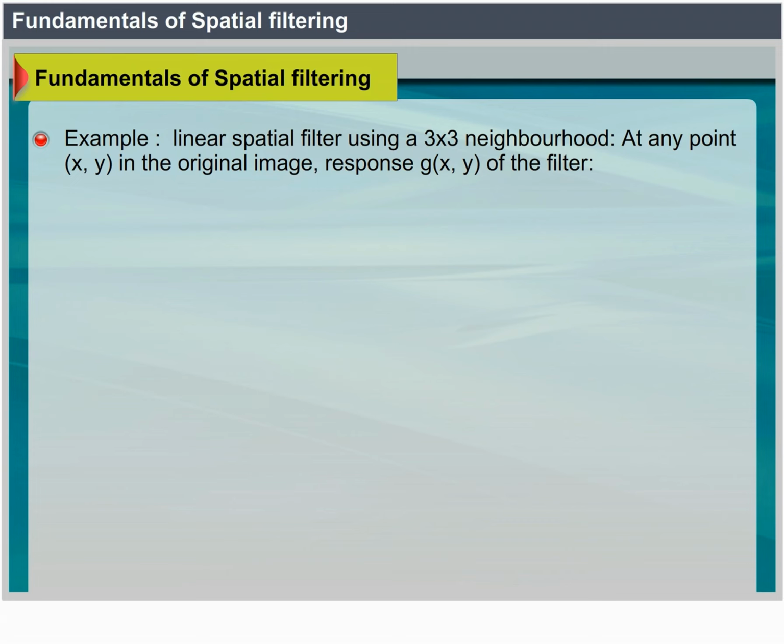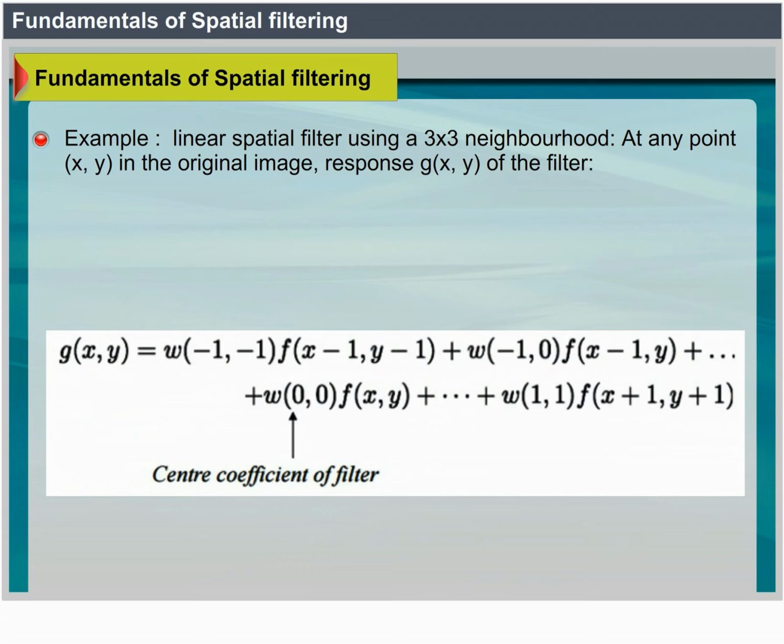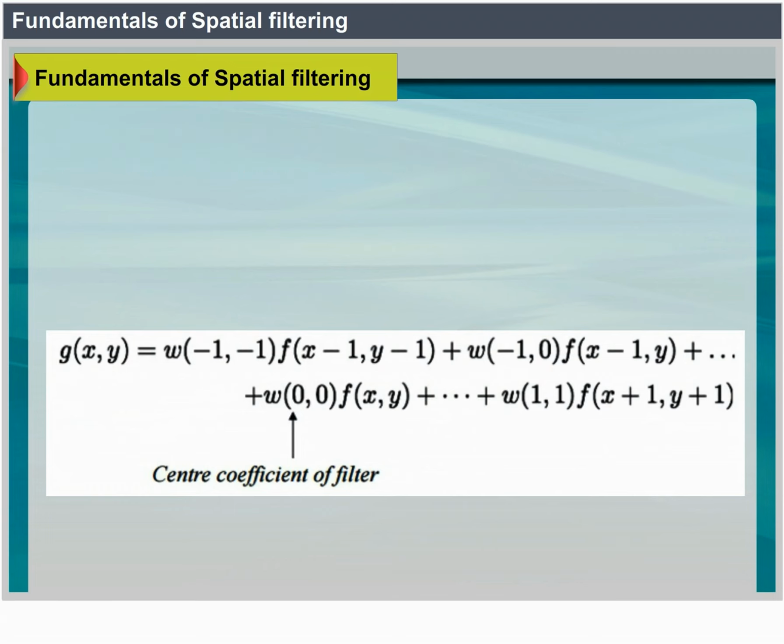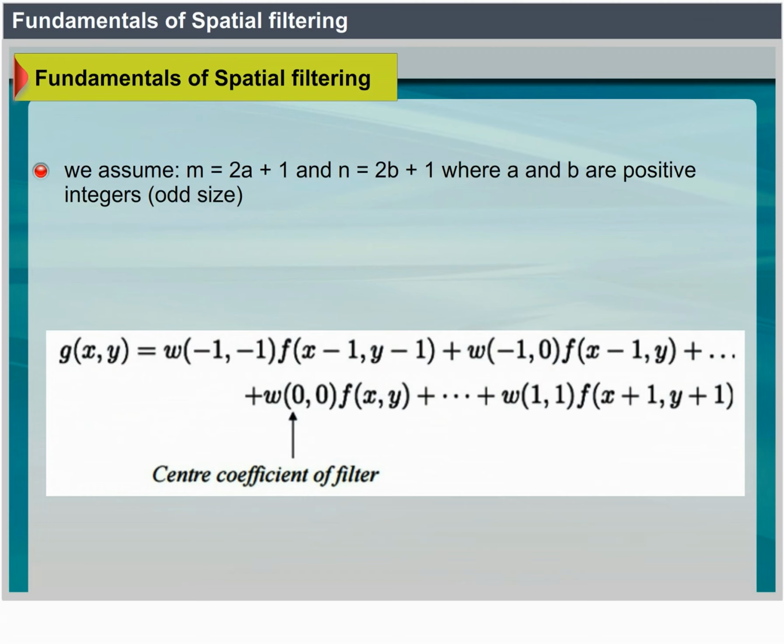The general expression of a linear spatial filtering of an image of size M into N with a filter of size m star n, the equation is shown on figure. Each pixel in w visiting every pixel in f. The mechanics of linear spatial filtering using 3×3 filter masks will be as shown on screen.